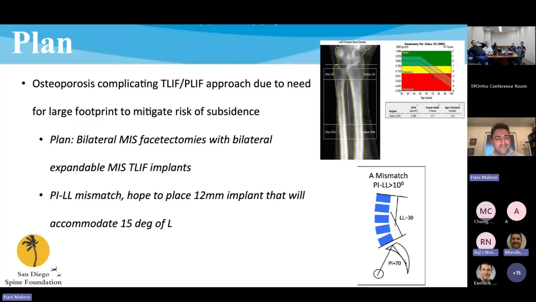Given the predilection for subsidence in a patient that has osteoporosis.